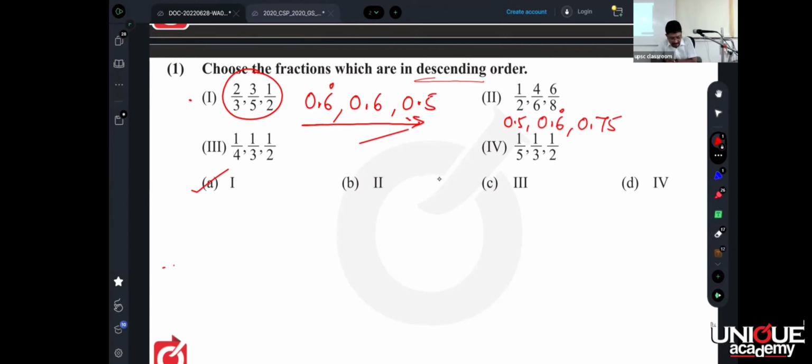Same is the case with this one as well as this. All have numerators of 1 each. Then the fraction with the greatest denominator is the smallest, and the smallest denominator is the greatest. Because of that, these are in ascending order. So we asked for descending, so option A is the answer to this question.